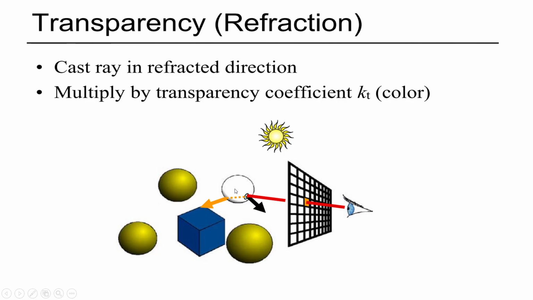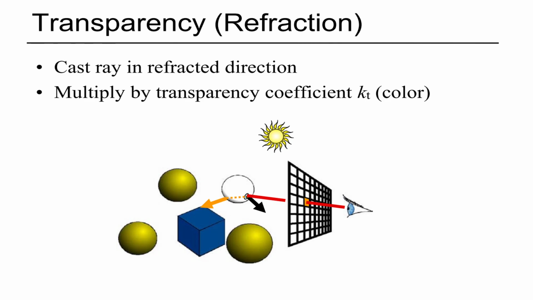You can understand why we need to set this kt. If you think what you see through a glass of lemonade, objects seen through a glass of lemonade will not be seen in their actual color. Rather, it will get changed a bit. Maybe it will look a bit yellowish or something, or a bit greenish. So that is why we need this transparency coefficient.